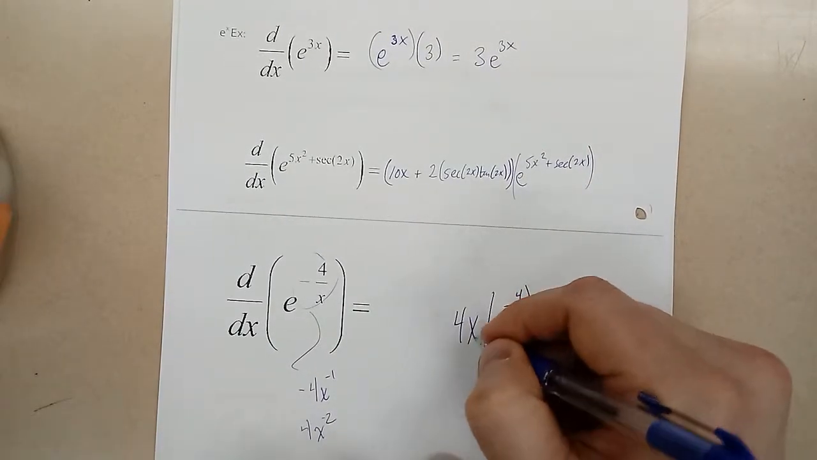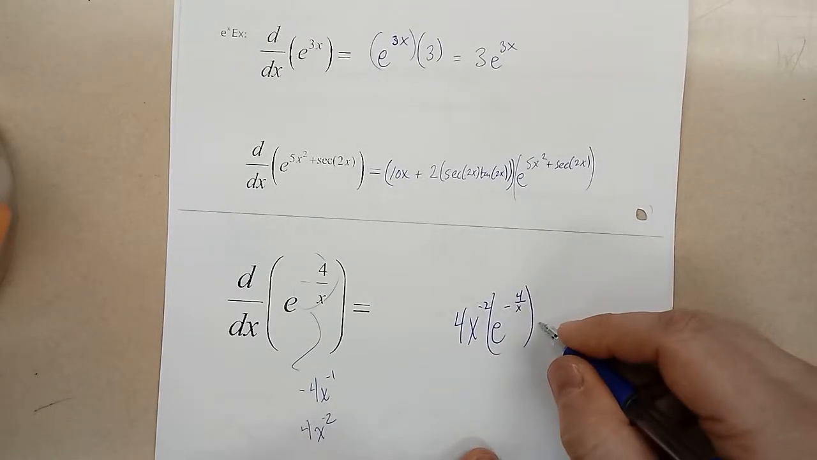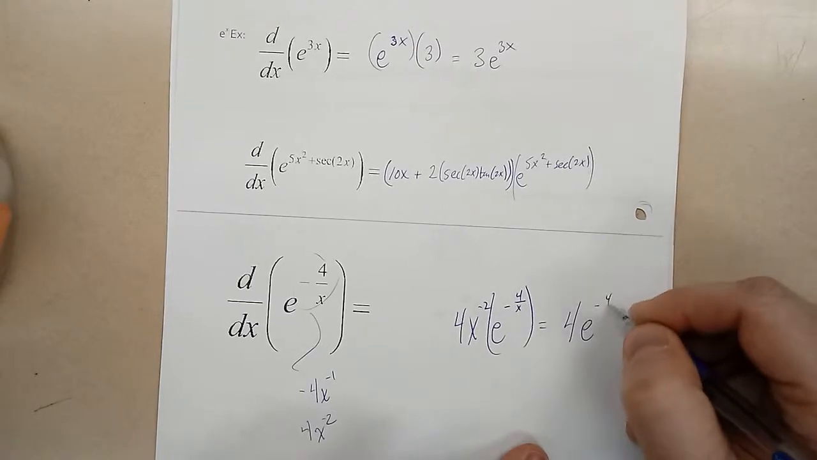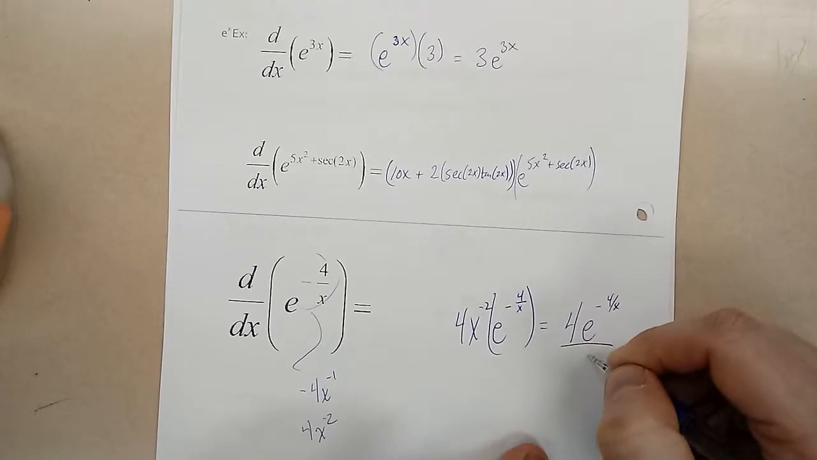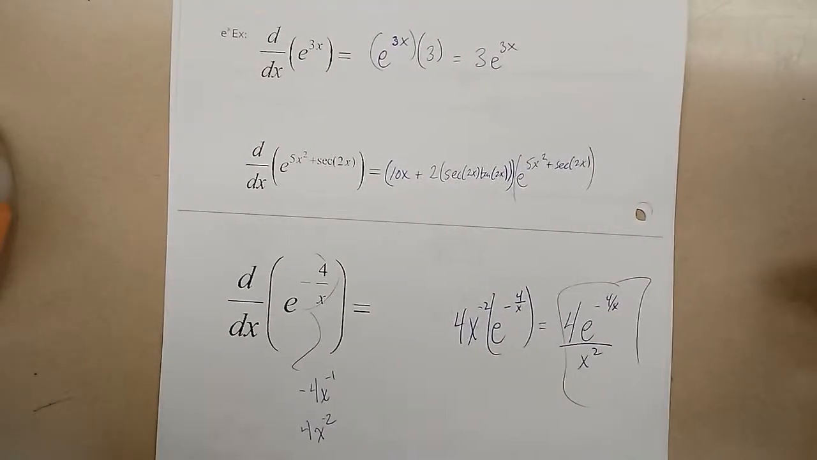So you could say 4x to the negative 2, e to the negative 4 over x. If you really want to rewrite it, you could bring that x to the negative 2 down to the denominator. And you could write it like that. All right, we'll keep going.